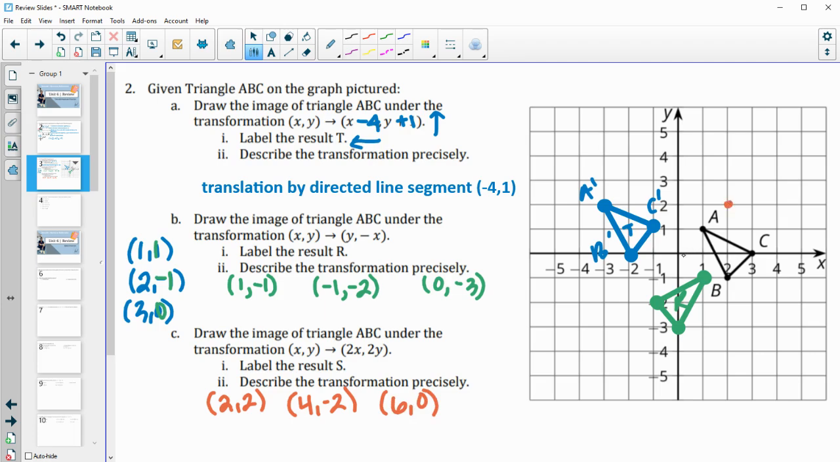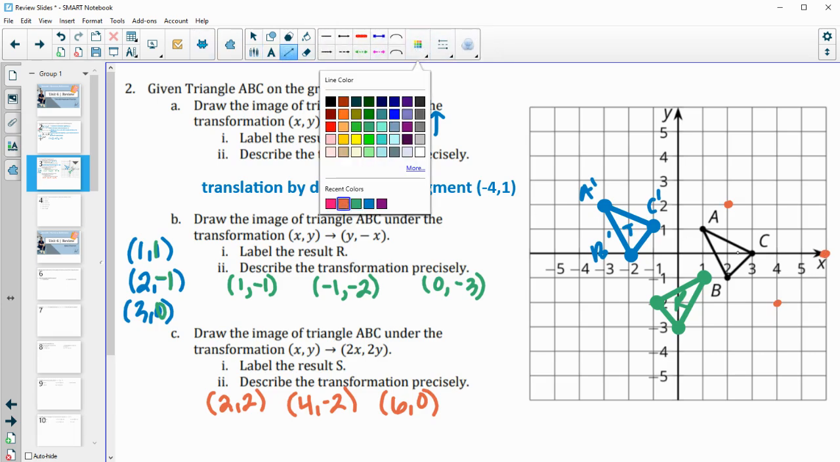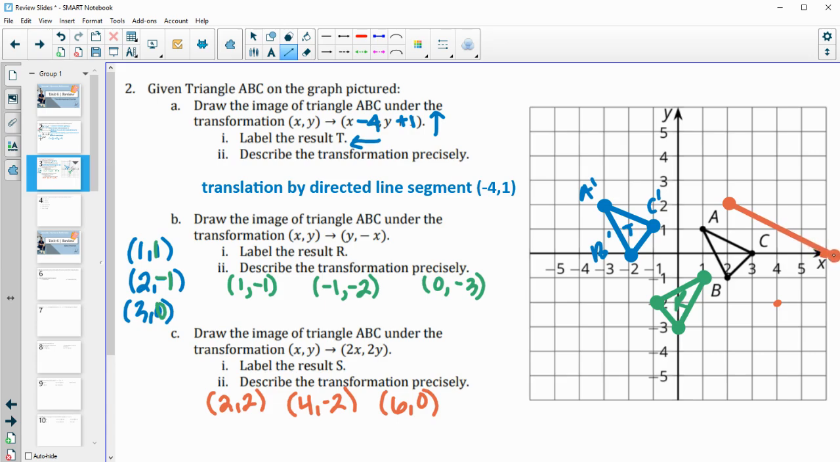So 2, 2, 4, -2, and then 0, 6. Connect those. And label that one as S.